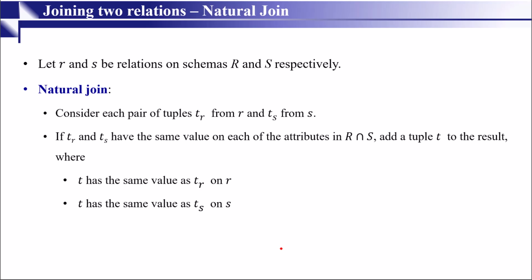The natural join we show like this bow tie, something like this. This operation, the natural join, merges R and S based on common attributes. For each pair of tuples, if they match on these shared columns, combine them into a new tuple. Unlike Cartesian product, it only keeps matching pairs, reducing redundancy. This is a key operation for linking related data across tables.